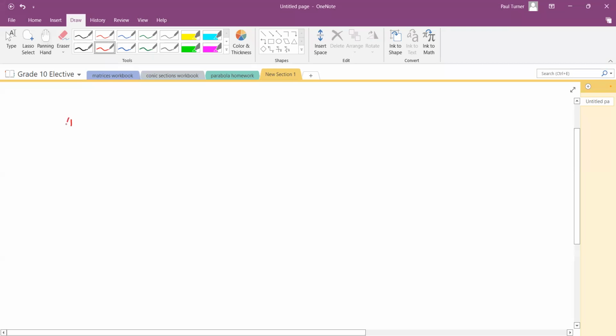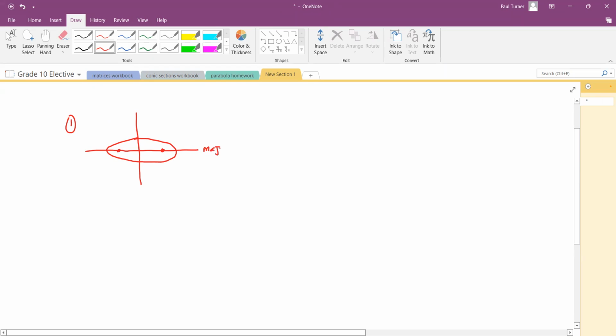So for ellipses, we had two general forms. Your first form can be with the major axis as the x-axis. So you might have something that looks like this. Your focal points will be on the major axis, the long axis.